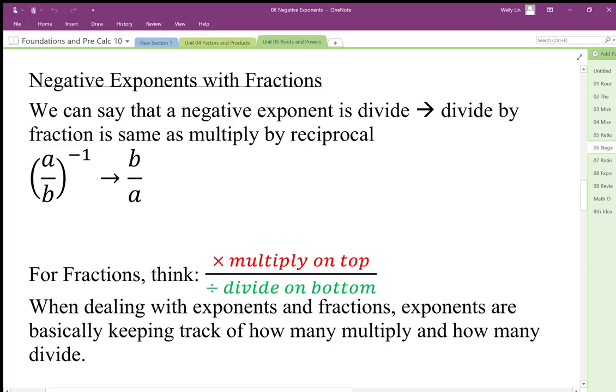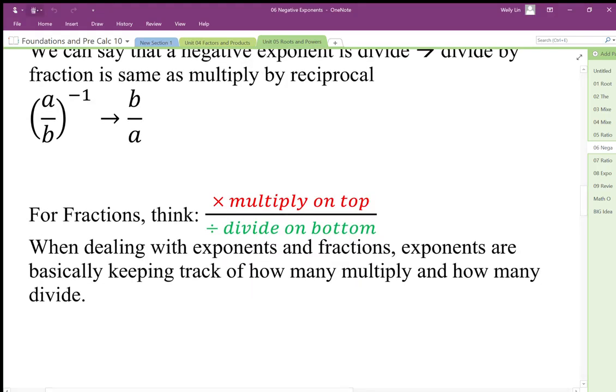And if we can simplify our thinking of fractions and exponents as either times on top, divide on bottom, we can make our exponent rules a little bit easier to work with. So if I have this negative 1, really I'm doing the opposite of divide, times and divide. So then I can do the opposite of this fraction. I could put the times on the bottom, divide on top.